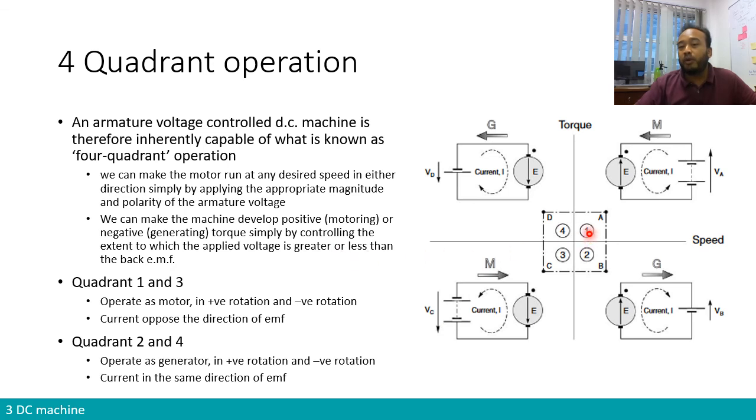What does it mean to have positive torque? Positive torque means that the machine is supplying torque. If the machine has negative torque, it means that the machine is braking. It has a braking torque.